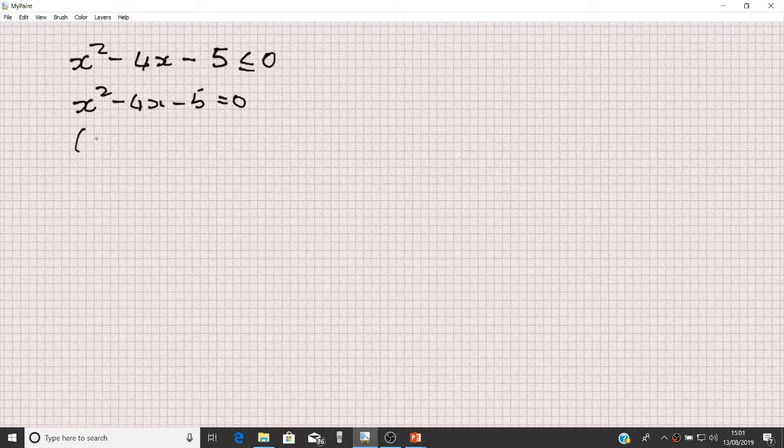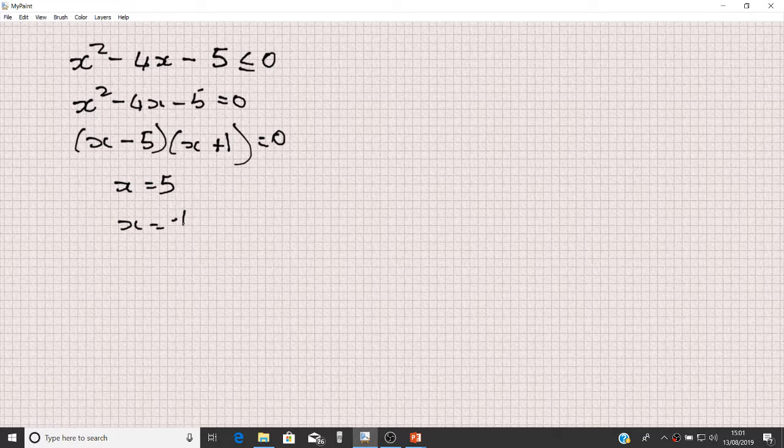Again, I can factorize. This will be x minus 5 and x plus 1 equals 0. So this will give me solutions for the quadratic of x could be 5 or x could be minus 1. Now I'll take a quick look at this quadratic. I'll just do a very rough sketch of this quadratic to see where it intercepts, where its solutions are, and what we need to be looking at with the inequality.